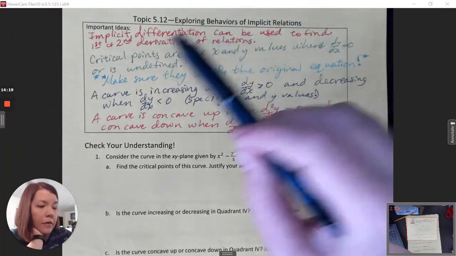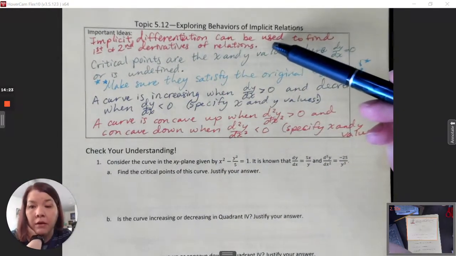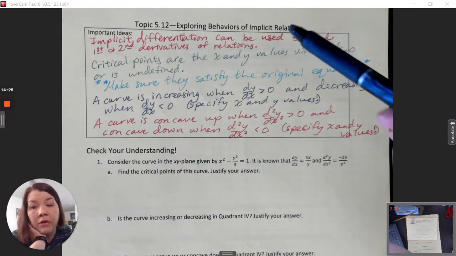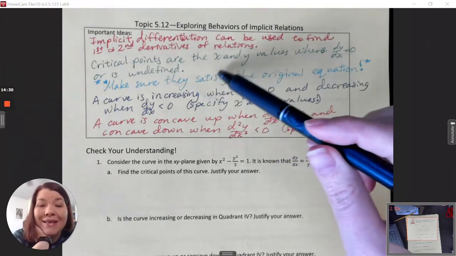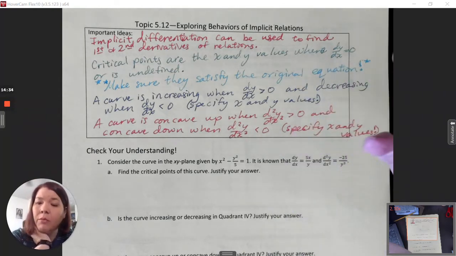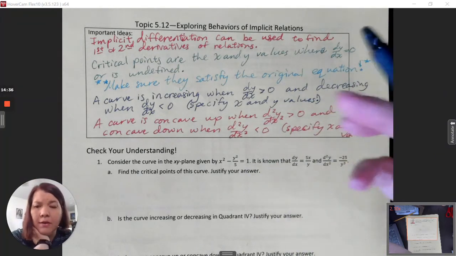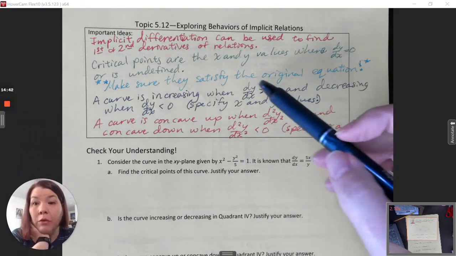All right, so implicit differentiation can be used to find the first and second derivative of any equation. Because remember, functions are relations as well. So critical points are the x and y values where dy/dx equals 0, and so it should be x comma y. We just kind of went with critical points when x is, and then we would find out the y value. But this time we need them both.